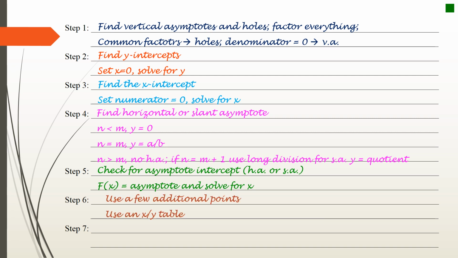We're going to find a few additional points, just to know what's going on in those gray regions that we're not quite sure what's happening. Just set up an XY table for that. Once you have all that information, then we're ready to graph the function, making sure that our function illustrates every single one of these points that we have found. And if you are asked to, please state the domain.